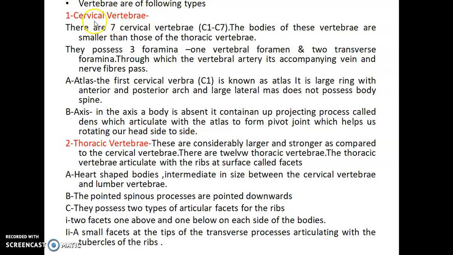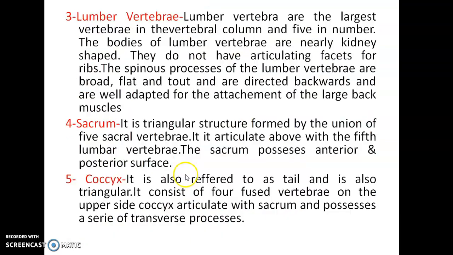Vertebrae are of the following types. Cervical vertebrae, that is C1 to C7; there are 7 cervical vertebrae. Thoracic vertebrae are considerably larger and stronger as compared to the cervical vertebrae. There are 12 thoracic vertebrae. Thoracic vertebrae articulate with the ribs at the surface of the facet. Generally, the ribs will articulate with the sternum with the help of cartilage.